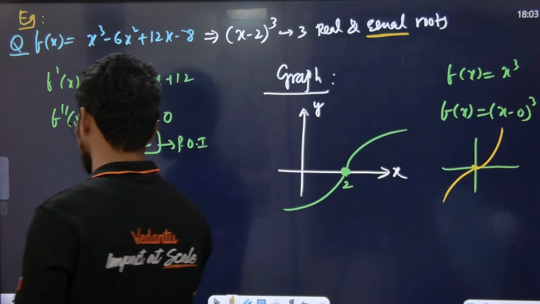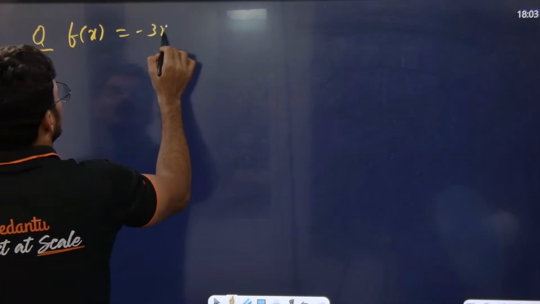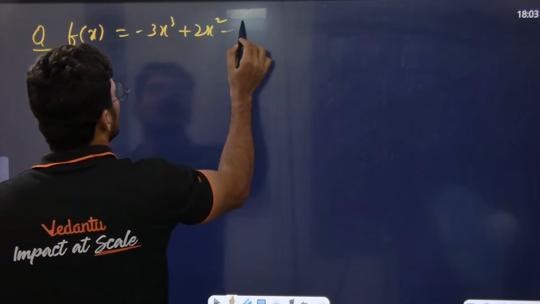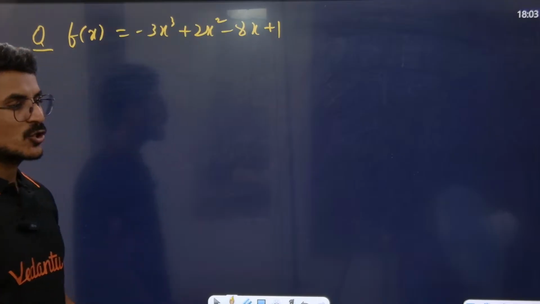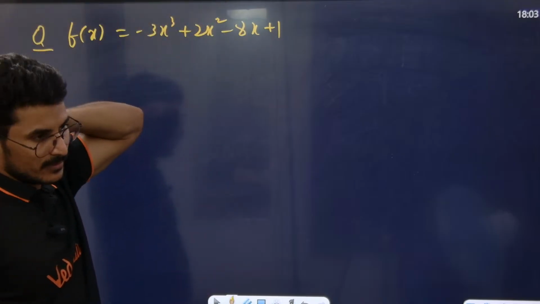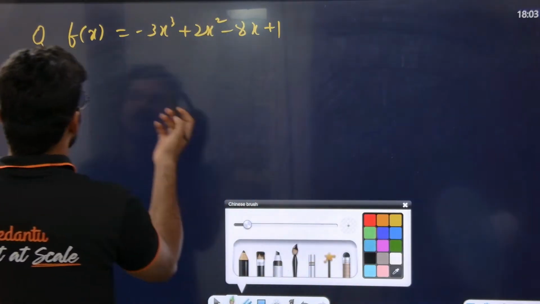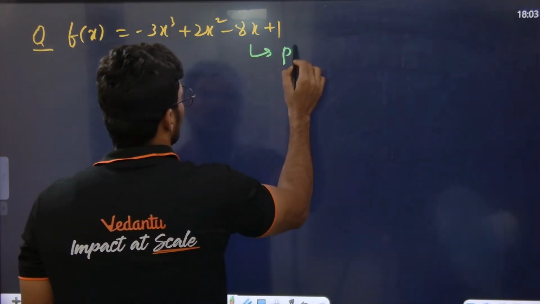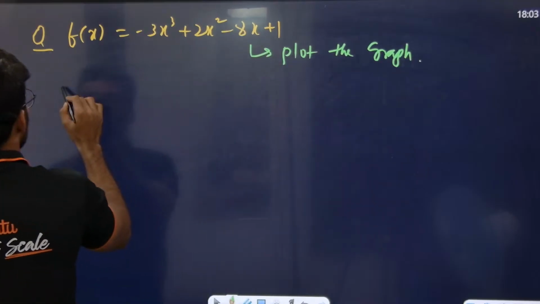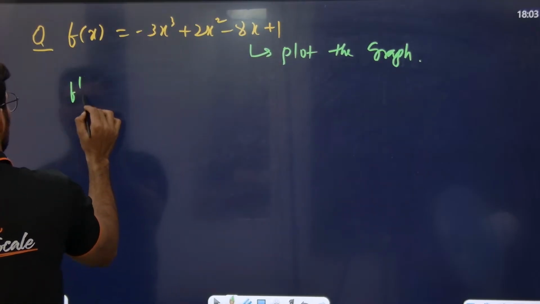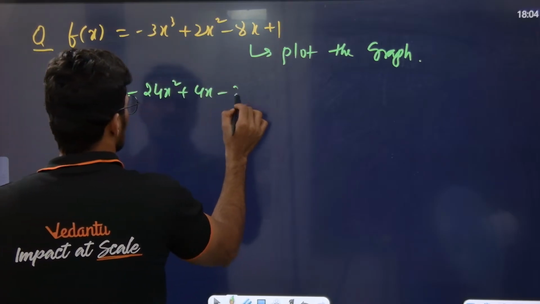Shall we go for the next example? If you see this example, guys: minus 3x cube plus 2x square minus 8x plus 1 is equal to what? It is a cubic expression. Correct or not? Now, how do we draw the graph? Plot the graph of this. F dash of x is equal to what? Minus 24x square plus 4x minus 8.